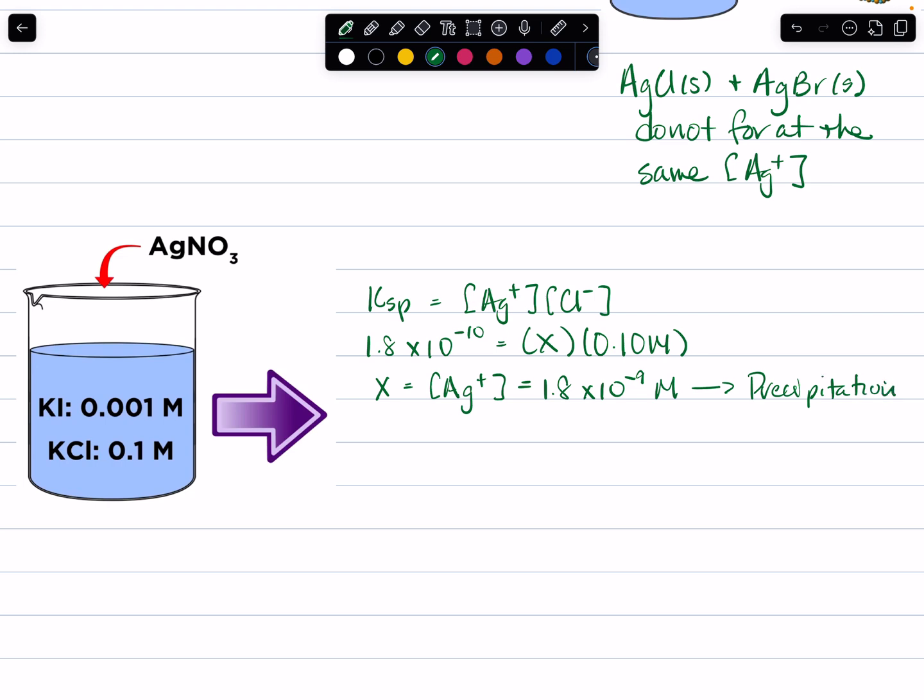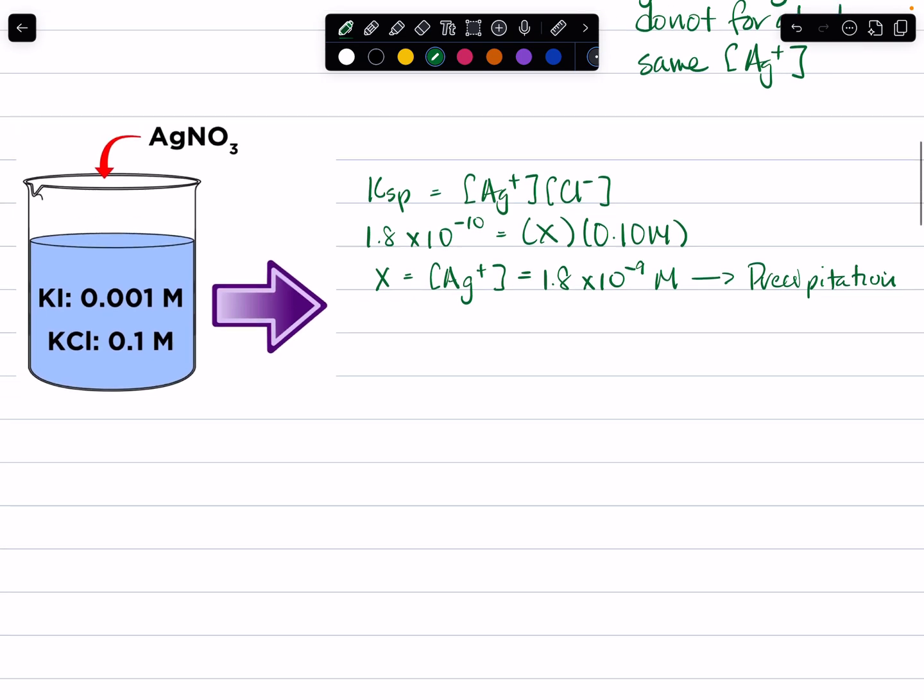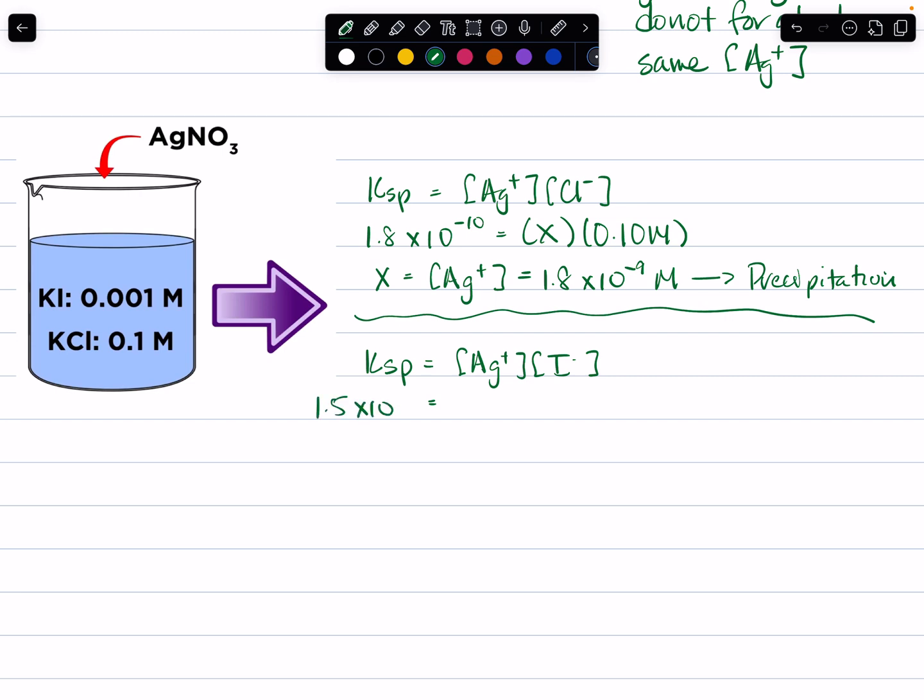You can see there's no RICE chart here. There is just solving for this unknown quantity at equilibrium. Now we can repeat this, but we're going to look at it from silver iodide's perspective. This time it's the silver ion concentration times the iodide concentration. We know that the KSP value for silver iodide is 1.5 times 10 to the negative 13th. Or, oh, nope, sorry, 1.5 times 10 to the negative 16th.